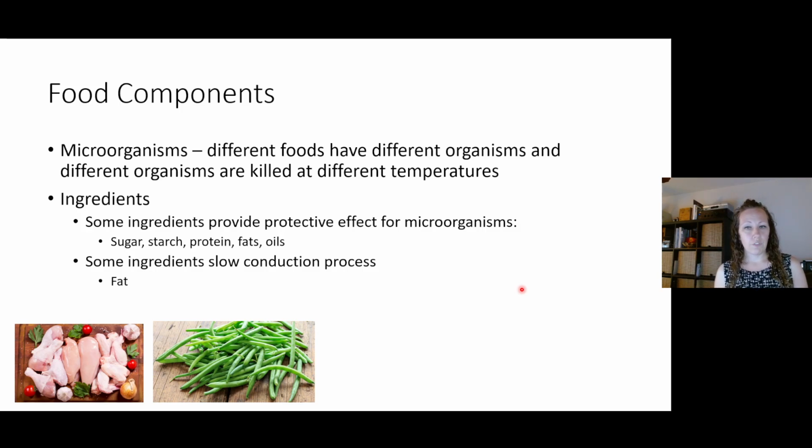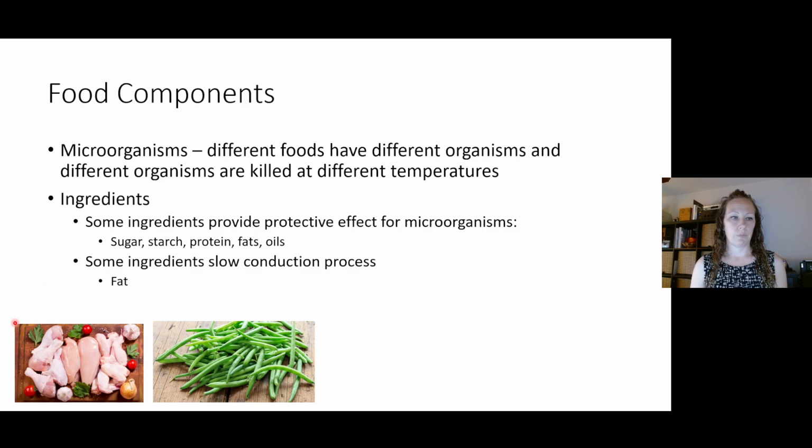Okay, and the third factor to consider are our food components. So there's two subset things to consider with this. One is, what are the microorganisms in that food? Okay, different foods have different organisms that we have to consider, right? A low acid food, we have to control Clostridium botulinum, whereas a high acid food, which is actually on a couple slides, we don't have to worry about Clostridium botulinum.